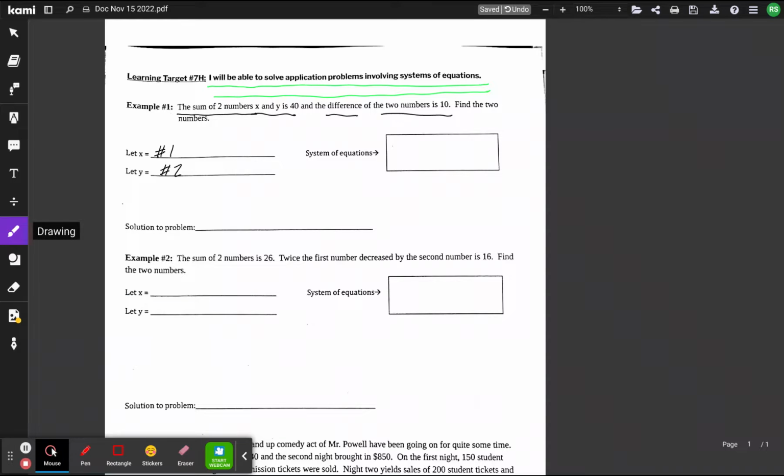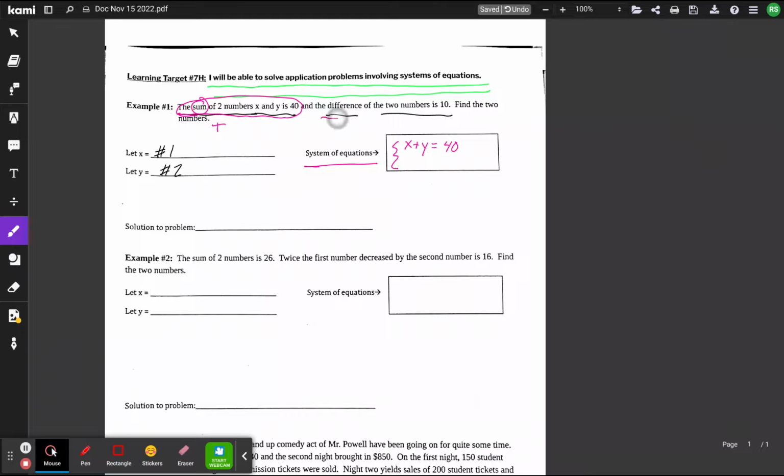Now, if we're going to write a system of equations, it is going to consist of two equations. The first piece of information we have is that the sum of x and y is 40. Well, sum means addition, so x plus y is equal to 40.